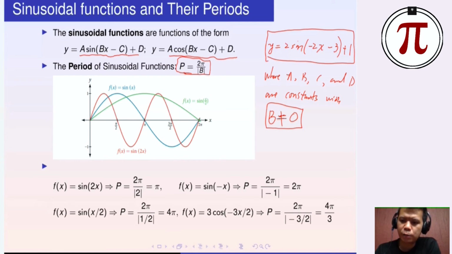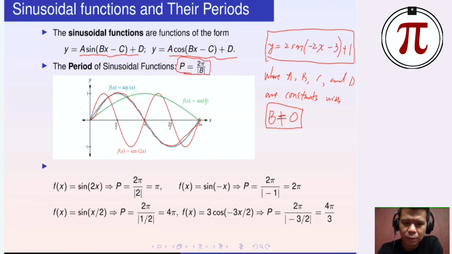P equals 2 pi over the absolute value of b. Okay. Now, for instance, I have these ones, right? So in this graph, you can see, this is sine, right?